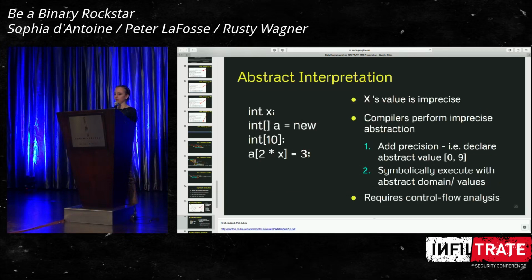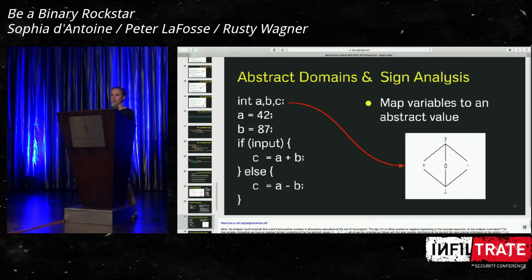So an example of what a compiler would do when it's trying to use abstract interpretation to verify certain properties about a program is it knows that x's value is imprecise. However, it knows that it can apply a certain range to that type of x. So let's say x could only be 0 to 9. And it can go through this block of code and analyze it through the possible bounds of 0 and 9 and realize that when x equals 9, you actually get a write out of bounds for a. Now, this does require some small control flow analysis, but we do have that.